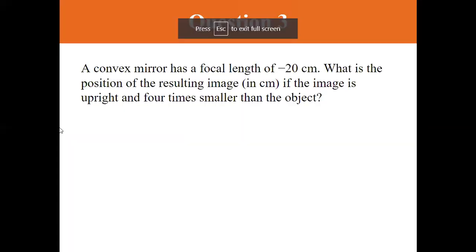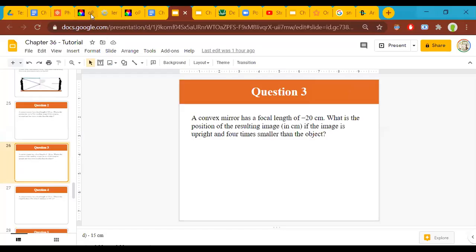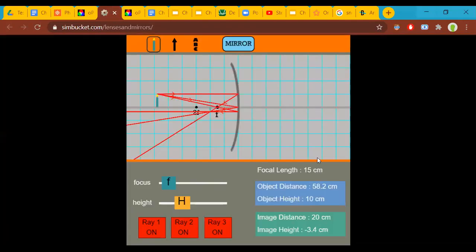So this question is the same question, but now it's a convex mirror. So what we have now is a focal length of -20. Here's another applet to show you. When you go from a concave mirror to a convex one, the focal length is on the other side, so you have to change your sign for the focal length from +20 to -20 in this case.